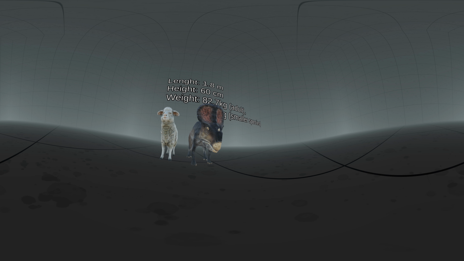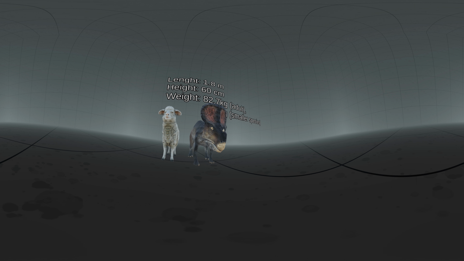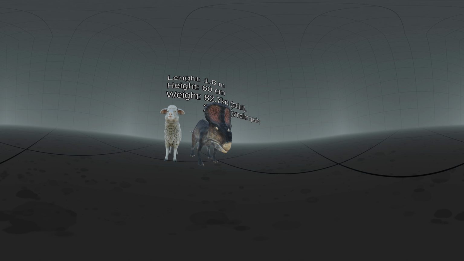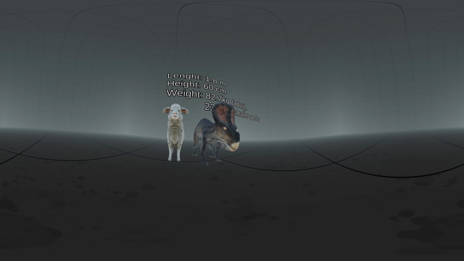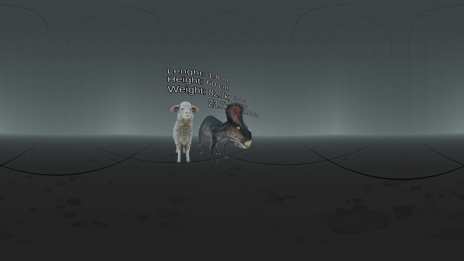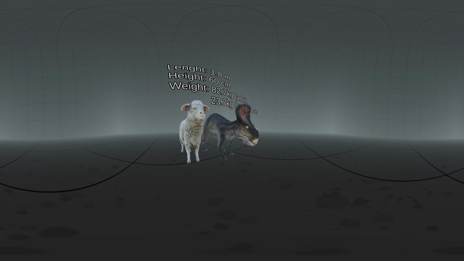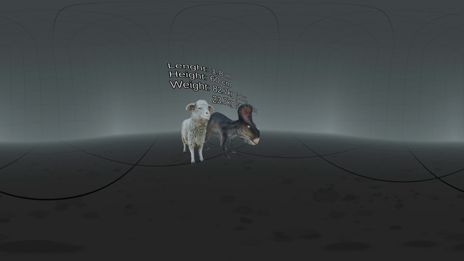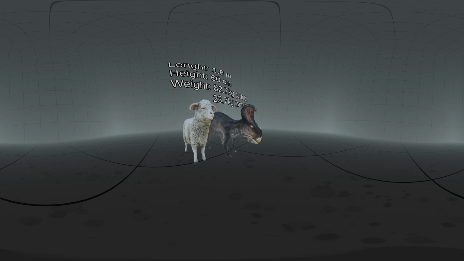Protoceratops was approximately 1.8 meters in length and 0.6 meters high at the shoulder. A fully grown adult would have weighed about 82.7 kilograms. Smaller specimens are estimated at 23.7 kilograms. With size like this, Protoceratops was no larger than an average sheep.